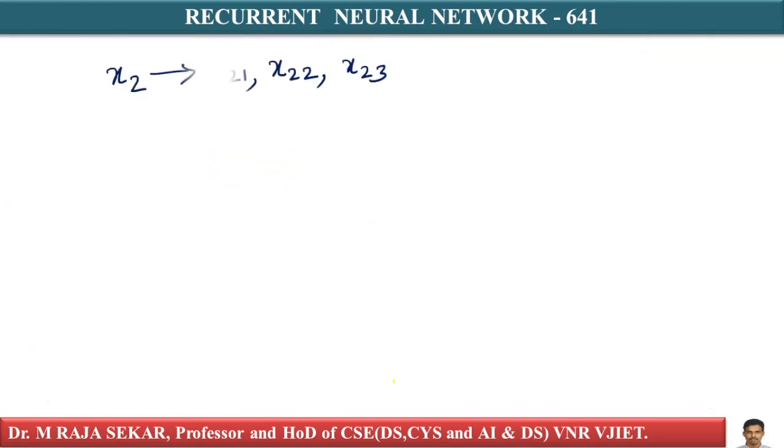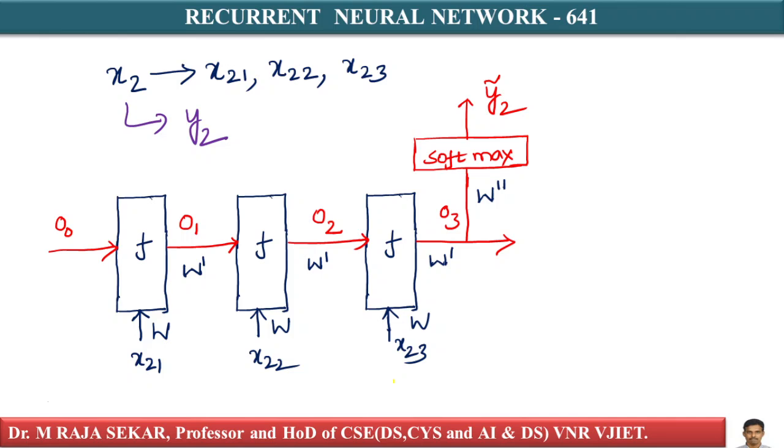You have x2, and for x2 you have the corresponding y2 also. What is x2? x21, x22, x23. You have the same structure. You can imitate the same structure. We have the same set of neurons. Now, which one will you input? You will input x21, isn't it? The structure does not change. We have the same set of neurons.